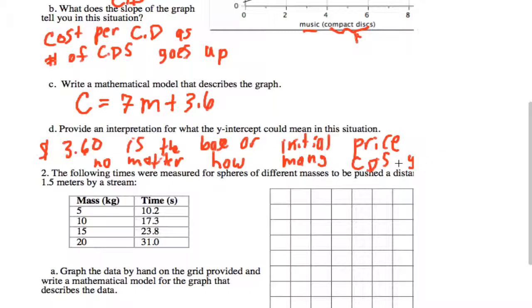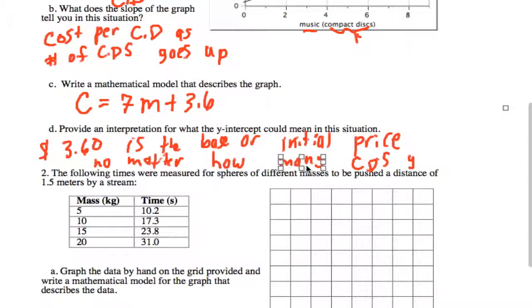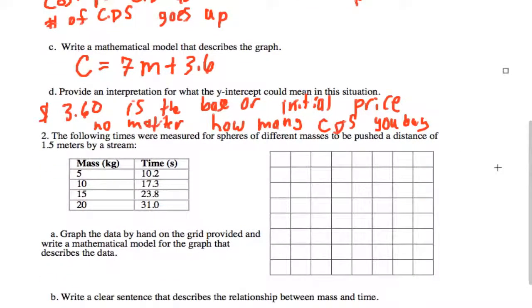Now, we'll just go ahead and do the next one. So that's just kind of the idea. So no matter how many CDs we buy, we're going to have to pay this base price of $3.60. Now, for the next problem, we're going to go ahead.